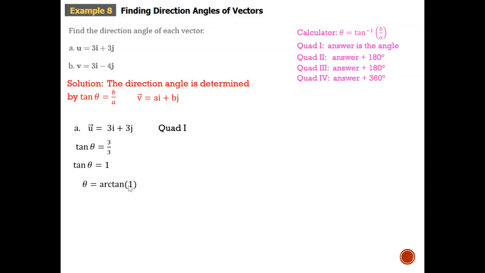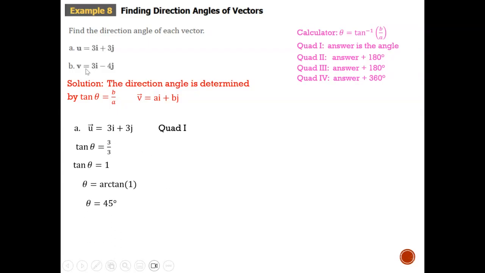For example, in quadrant 1, it's going to be pi over 4 or 45 degrees. Okay, and if you plug it into the calculator, it will give you 45 degrees if you have the mode in degrees, or it will give you 1/4 pi, which is the same thing as pi over 4, if you have the mode in radians. So that's my answer.